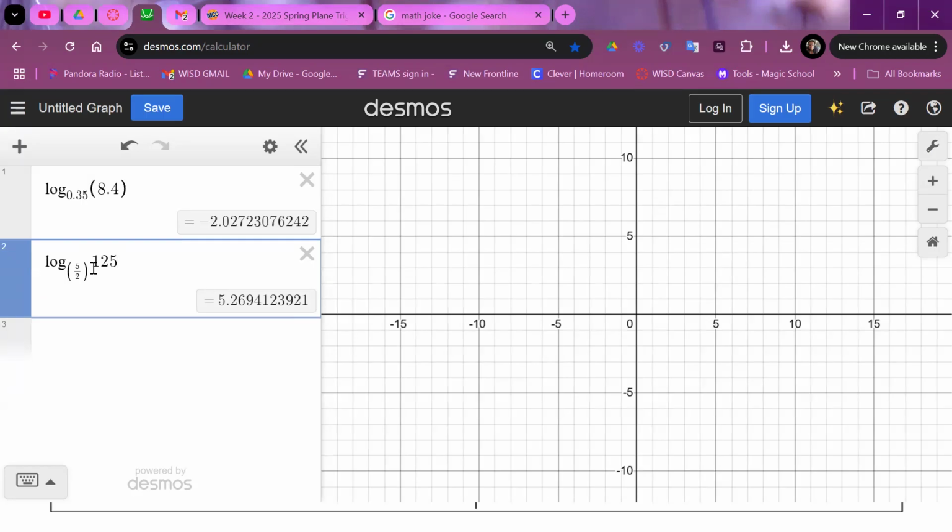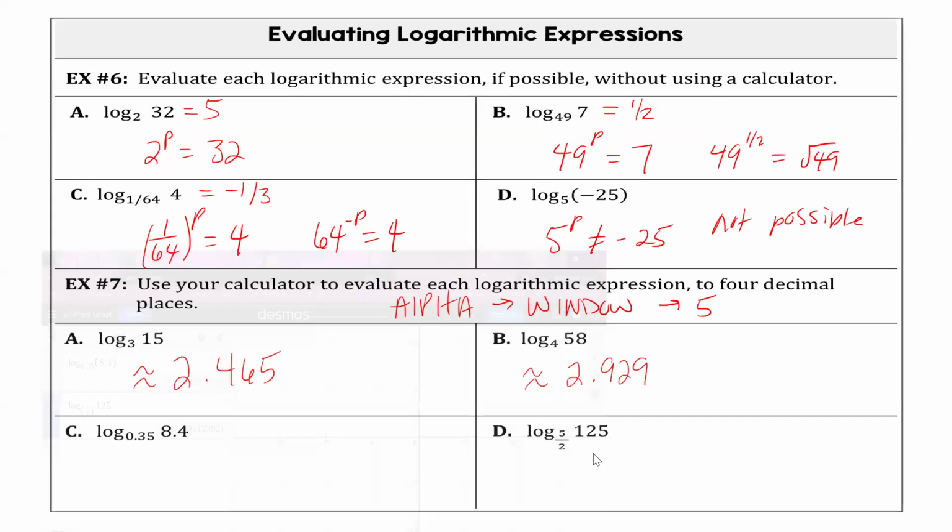Any questions about either input? Totally doable, right? All right. Totally doable. So we have approximately -2,700s, right? And then approximately 5 and 269. There we go. Questions, comments about inputting? All right, let's keep it rolling.